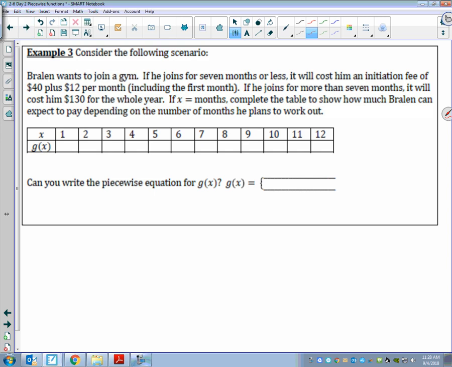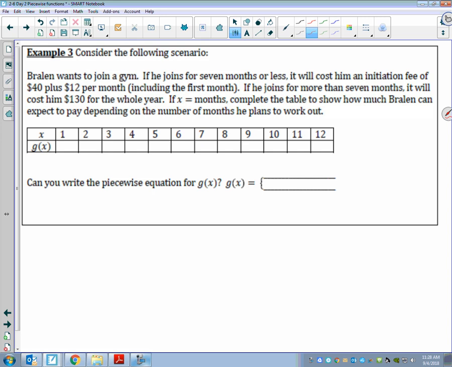Braylon wants to join a gym. If he joins for 7 months or less, it will cost him an initiation fee of $40 plus $12 per month, including the first month. If he joins for more than 7 months, it will cost him $130 for the whole year. If x equals months, complete the table to show how much Braylon can expect to pay depending on the number of months. So think about this.